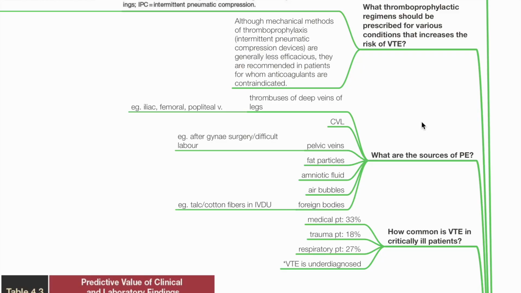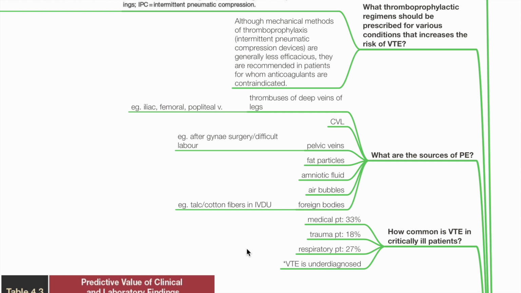What are the sources of pulmonary embolism? This includes thrombus of deep veins of the leg, such as iliac, femoral, and popliteal veins, central venous lines, pelvic veins, such as after gynae surgery or difficult labor, fat particles, amniotic fluid, air bubbles, and foreign bodies, such as talc or cotton fibers in IVDU patients.